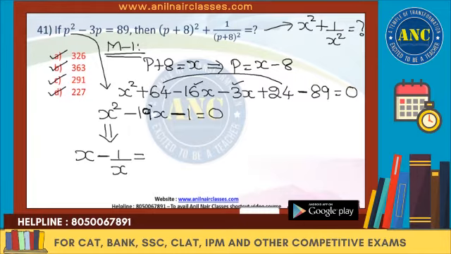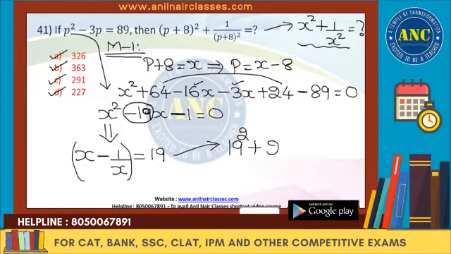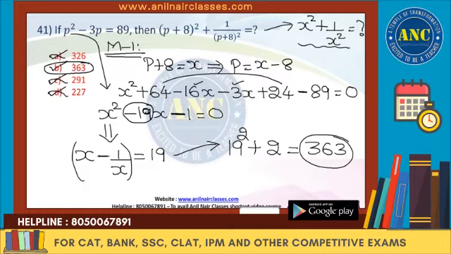So x minus 1 by x is minus 19, shifted to the right hand side, it becomes plus 19, right? But the question is not asking you x minus 1 by x, they are asking you x square plus 1 by x square. If x minus 1 by x is k, x square plus 1 by x square is k square plus 2. Answer is 361 plus 2. It is nothing but 363. That means you cannot directly decide from answer options in this question. You need to solve it to get the correct answer as option B, which is 363.